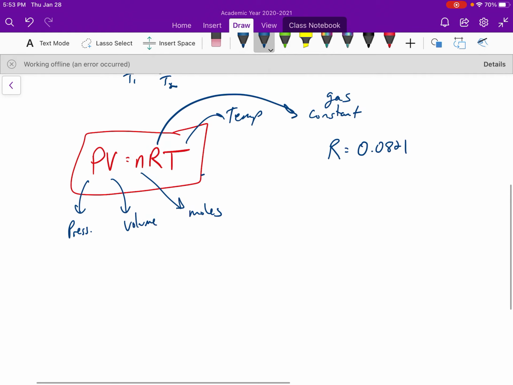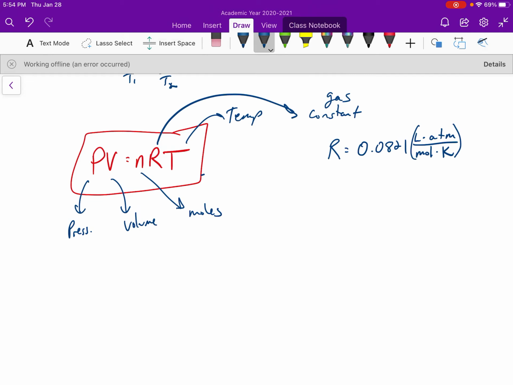0.0821. This is a big unit because there's actually 4 different units within this formula. We need a pressure unit, we need a volume unit, we need moles, and we need a temperature unit. So we actually need 4 units here. So the unit here is liters atmospheres over mole Kelvin. So it's a big unit, right? This is the value for R. And like I said, that's a constant.